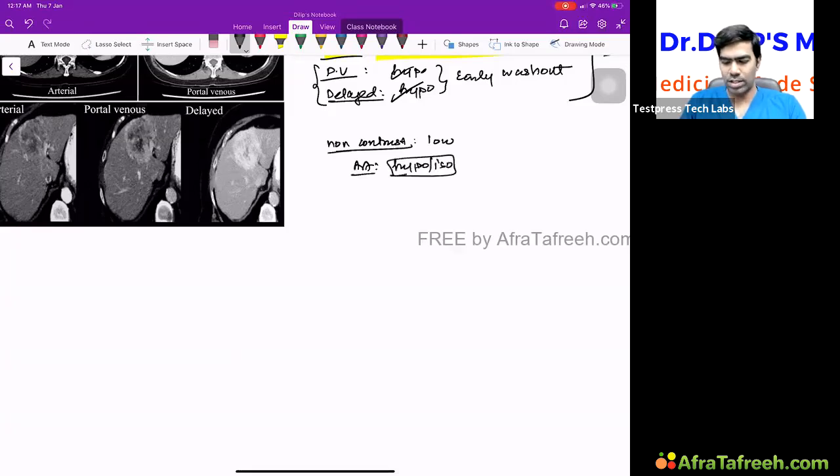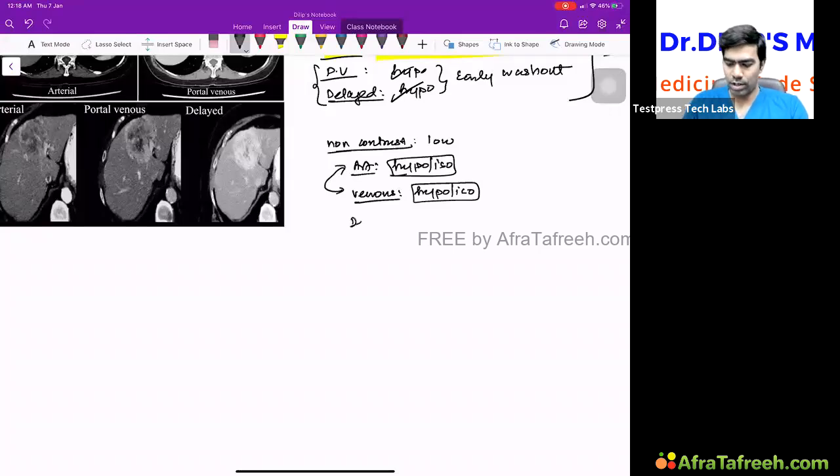They don't enhance that much. There might be little peripheral enhancement, but not that much. They'll be hypo or iso only. And in venous phase, there'll be no change. Once again, they'll be looking hypo or iso only in venous phase. Remember, there will be no change in the arterial and the venous phase.